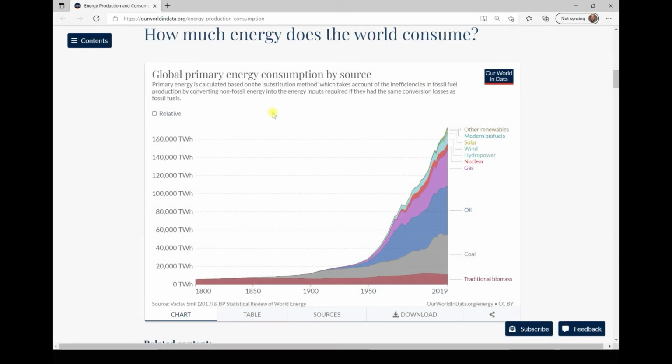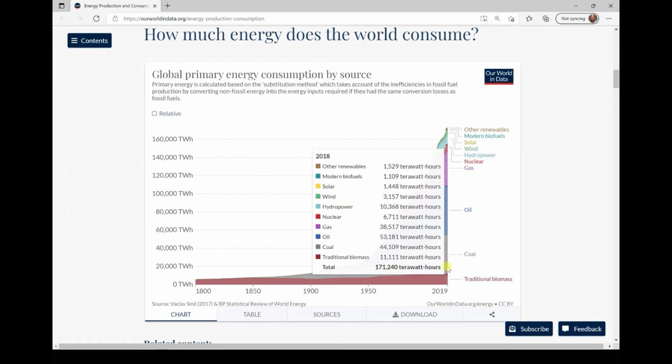So here we see an interactive version of the same graph on the ourworldindata.org website. Now, a couple of things that we notice first of all. Using this interactive graph, we can actually see how much of that 160,000 terawatt hours came from each fuel source. So we can see that of that total primary energy consumption, 44,000 terawatt hours came from coal, 53,000 came from oil, and 38,000 came from gas.